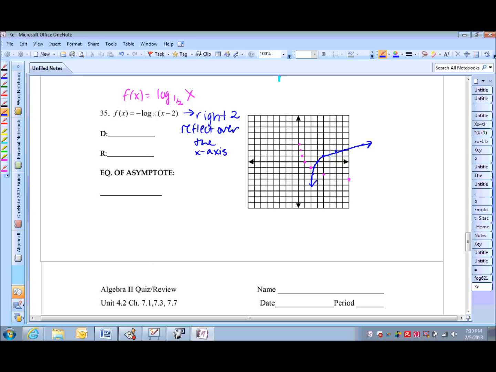Okay, and when you've graphed that, you realize that your domain, all of your x values are greater than 2, and your range is all real numbers, and those in interval notation are 2 to infinity and -infinity to infinity. And the line that it will never touch but keeps approaching is x equals 2.